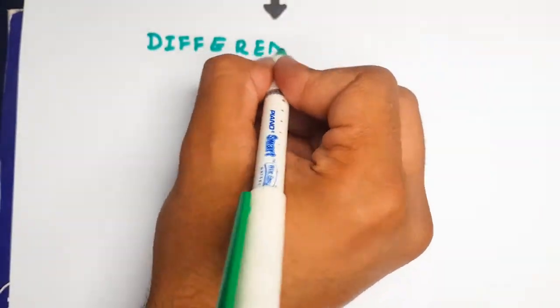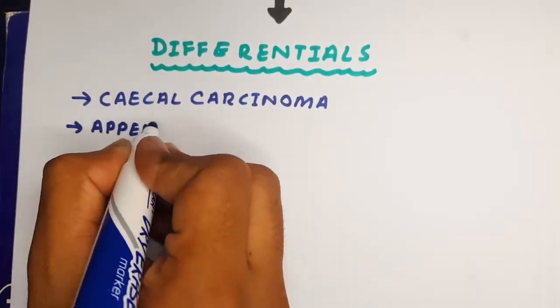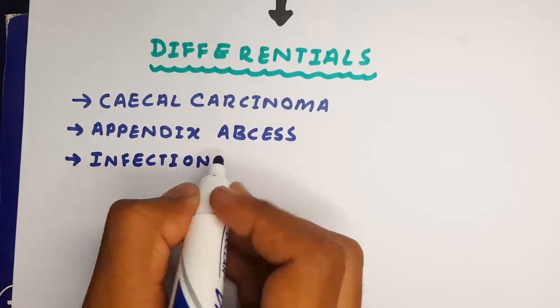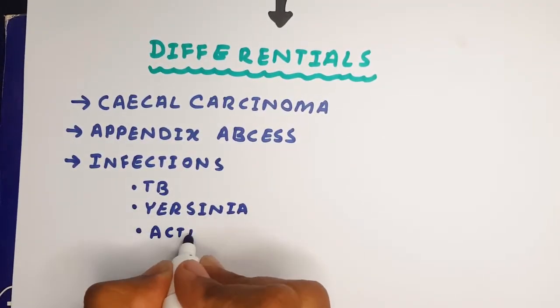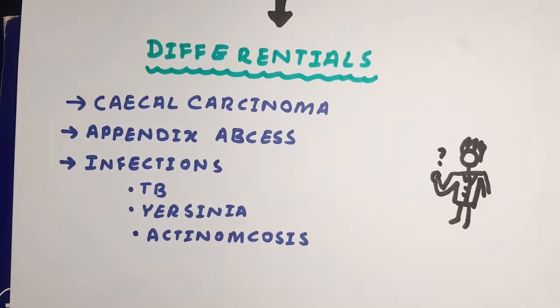Some of the important differentials to rule out are cecal carcinoma, appendix abscess, infections which include TB, Yersinia, and actinomycosis, and these need to be ruled out before planning further management.